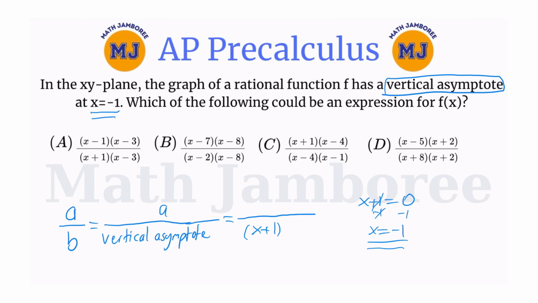With this in mind, let's check the denominators in the given choices. In choice A, we have x plus 1, yes, and the x plus 3 is canceling out. This is what we're looking for, actually. In choice B, do we have x plus 1 in the denominator? No. Do I have an x plus 1 in choice C? No.